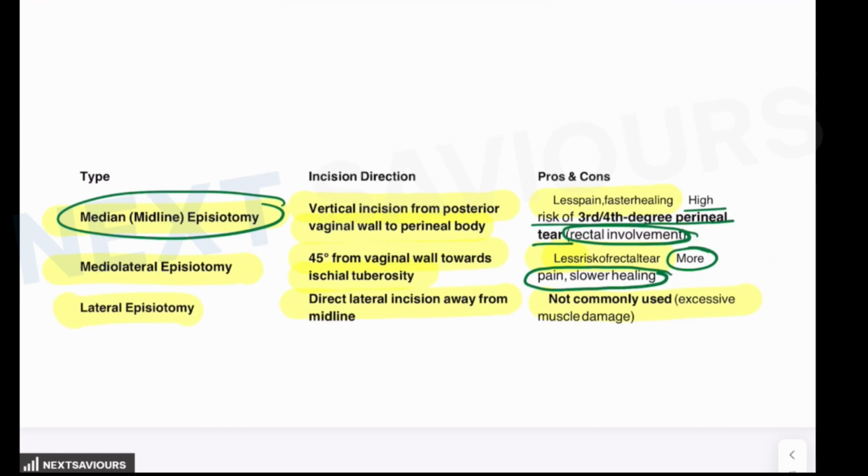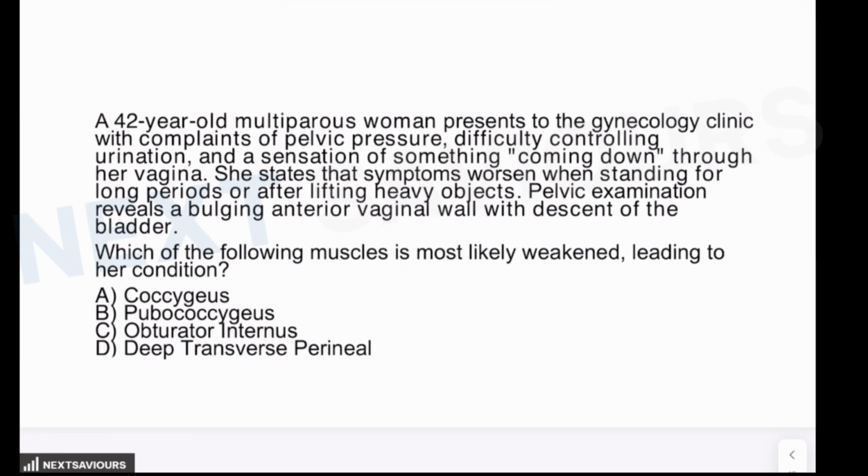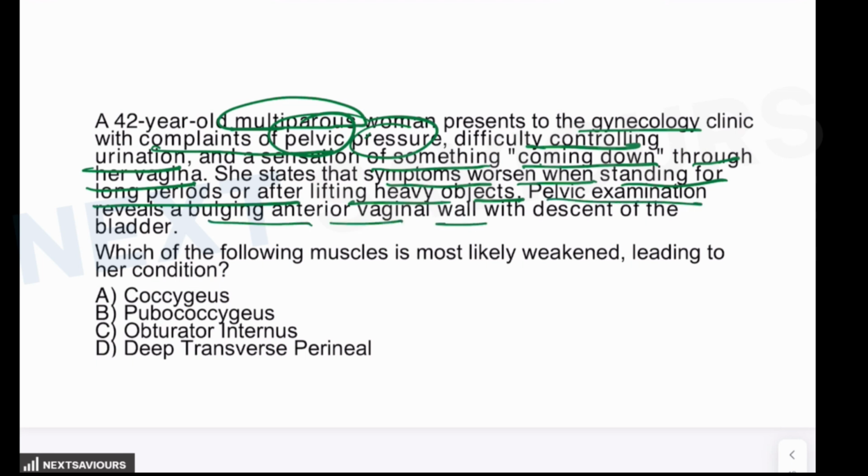Another question is related to the pelvic diaphragm: a 42-year-old multiparous woman presents to the gynae clinic with a complaint of pelvic pressure, difficulty controlling the urination, and sensation of something coming down through the vagina. She states that the symptoms worsen when standing for a long period or after lifting heavy objects. So obviously, by this point, you have recognized that the question is related to the pelvic floor muscles or the pelvic diaphragmatic muscles. Now, pelvic examination reveals a bulging anterior vaginal wall with the descent of the bladder. Which of the following muscles is most likely weakened, leading to her condition?